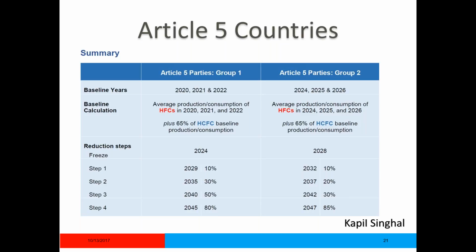Sorry. So step 1 for us in India will be 2032, whereas for China it's going to be 2029, which is a 10% reduction. Step 2 is 2037 versus 2035, a 20% versus 30% reduction. Step 3 is going to be 2042 for us, which is a 30% reduction, and for China it's going to be a 50% reduction by 2040. And the conclusion for us in India, at 85% reduction, will be 2047, versus for China and other developing countries it's going to be 80% by 2045. So that's how it's going to unfold.